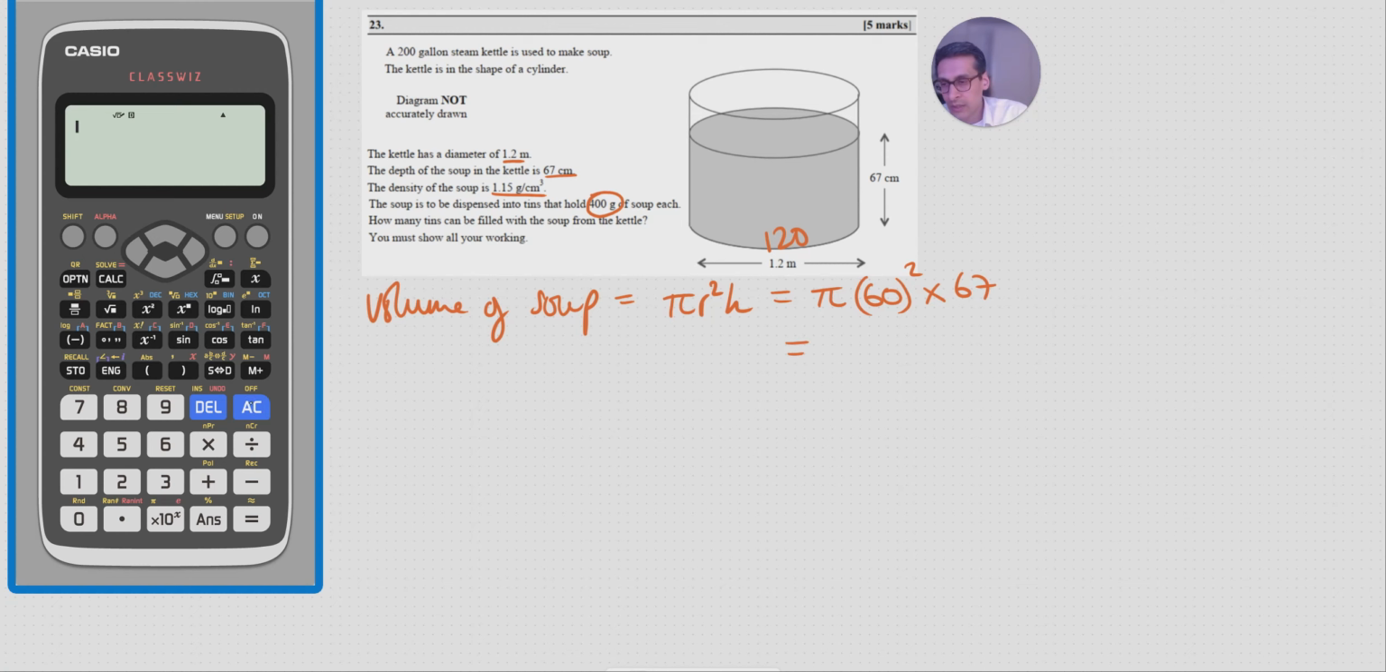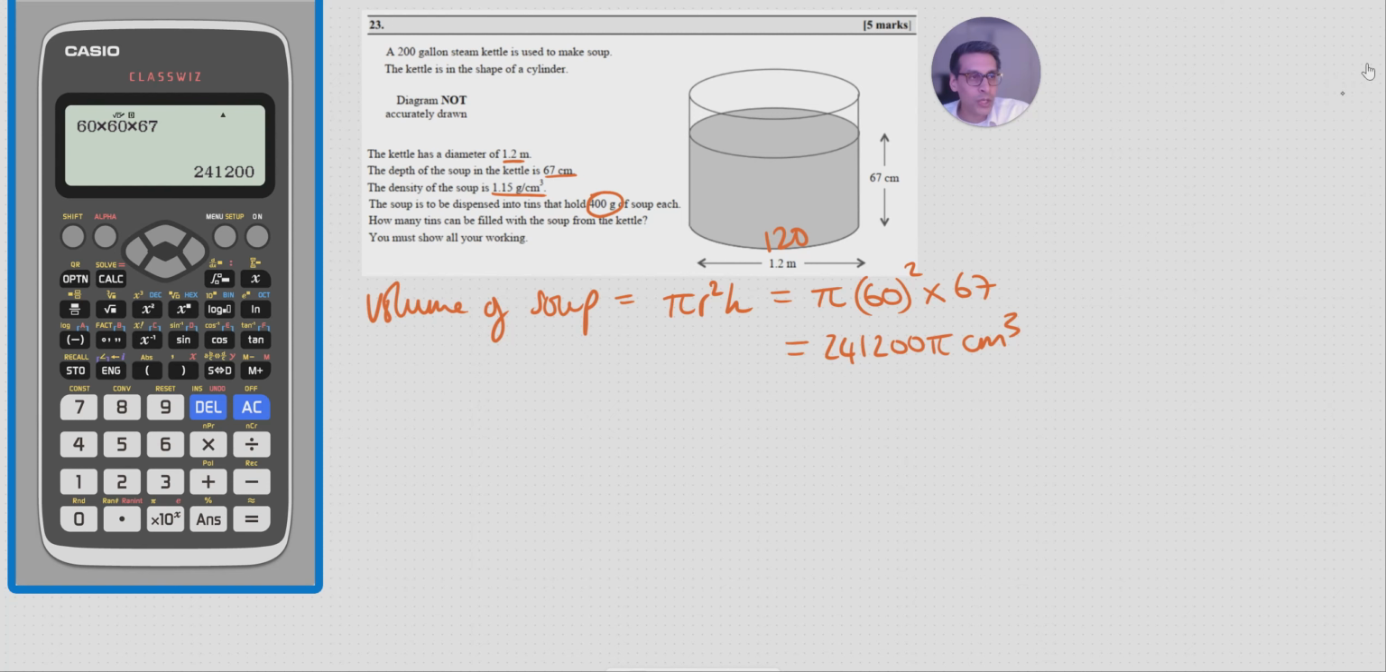So put that in the calculator. 60 times 60 times 67. So that's 241,200 pi centimeters cubed.